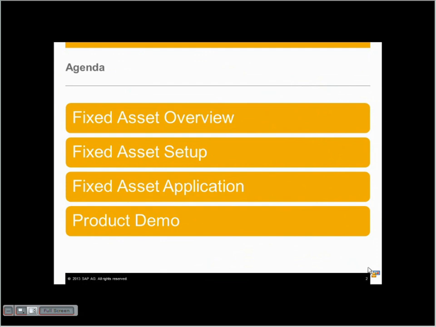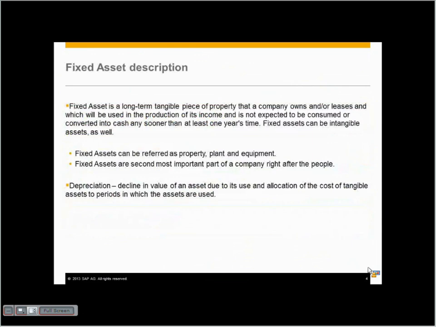For the fixed asset overview, I just want to give you the definition of what a fixed asset is. A fixed asset is a long-term tangible piece of property that a company owns and or leases, and which will be used in the production of its income, and it's not expected to be consumed or converted into cash any sooner than at least 1 year's time.